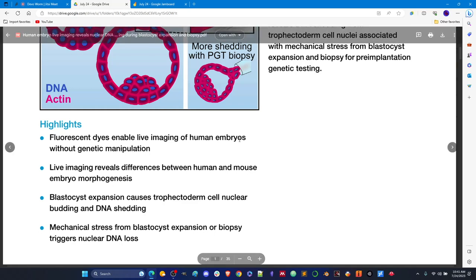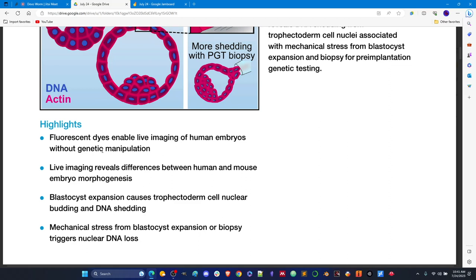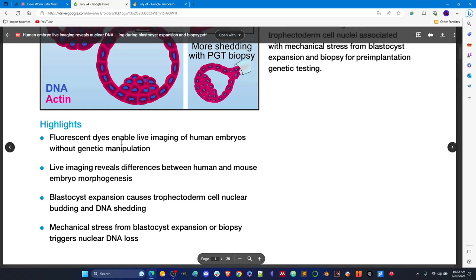Fluorescent dyes enable live imaging of human embryos without genetic manipulation. So they're able to actually use a dye. If you're familiar with voltage dyes in neurons, they'll sometimes use voltage dyes to reveal electrical activity instead of using transgenes or other types of assays like recordings or electrodes. So these dyes are actually quite flexible. They're introduced into the sample and they're able to pick up some of these things. The alternative would be using a GFP or YFP transgene, and that has its own challenges in these live samples.